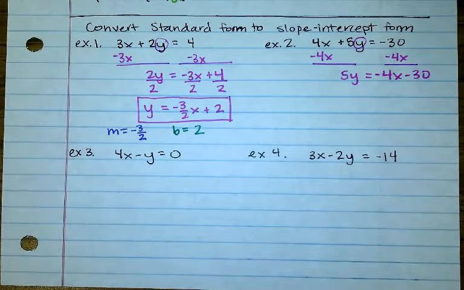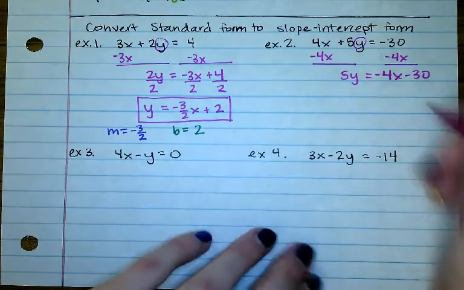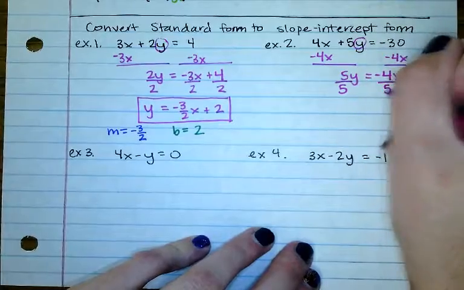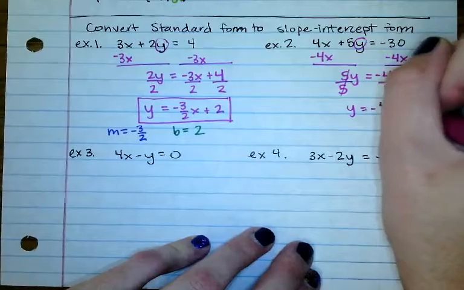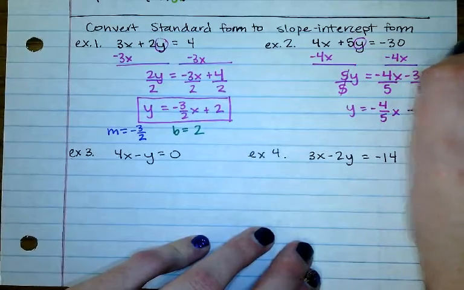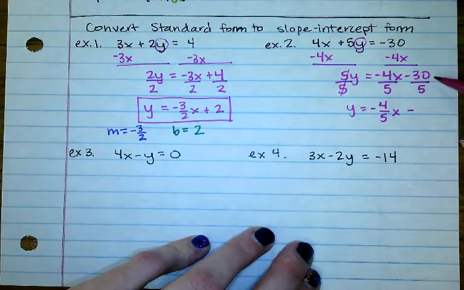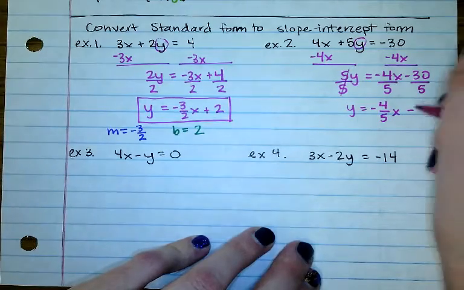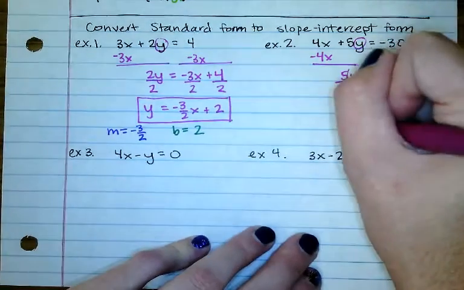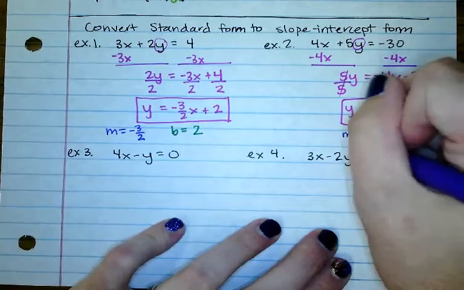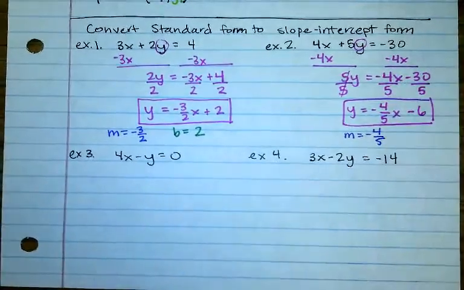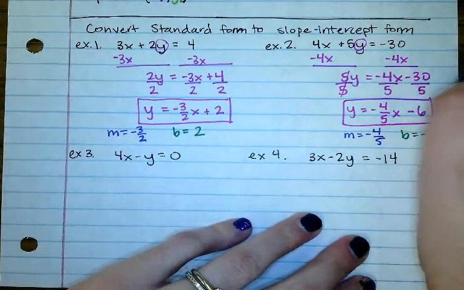Are we done? We're not done yet. What are we going to do now? We divide every term by that 5. So we are left with y equals negative 4/5 x minus, what's 30, oh, I just said the answer, sorry. 30 divided by 5 is 6, right? So it becomes negative 6. So now, can we recognize what the slope is? Yeah, so, Amari, what's going to be my slope right here? Excellent. And what is my y-intercept? Negative 6. Okay, guys?